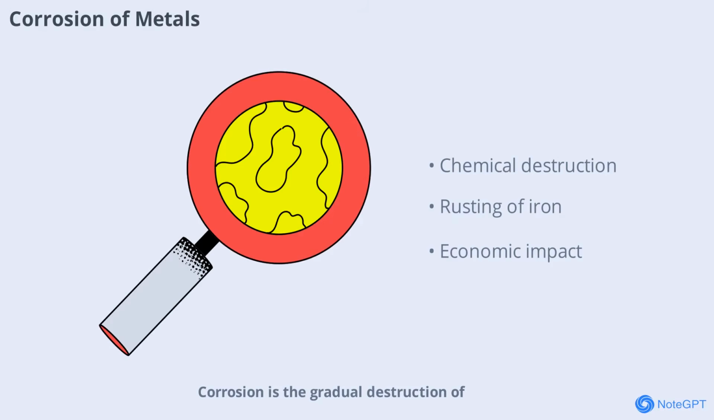Corrosion is the gradual destruction of metals by chemical reactions with their environment, such as rusting of iron. It leads to loss of strength and appearance, causing significant economic losses. Understanding corrosion is essential for developing methods to protect metals and extend their lifespan, especially in construction and transportation.